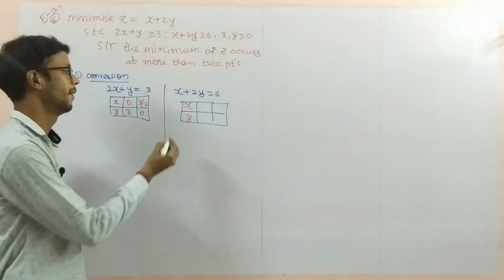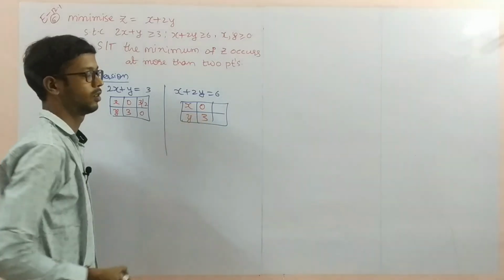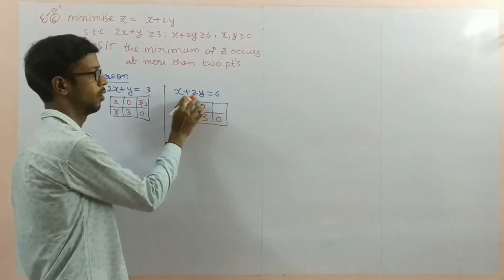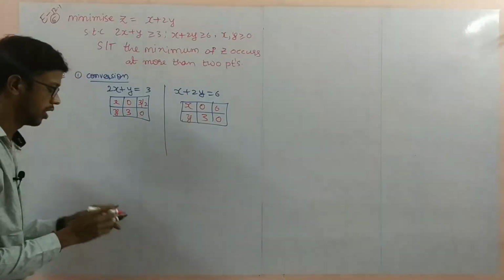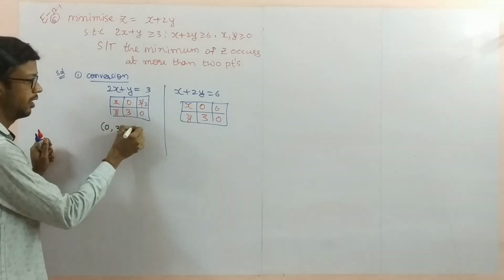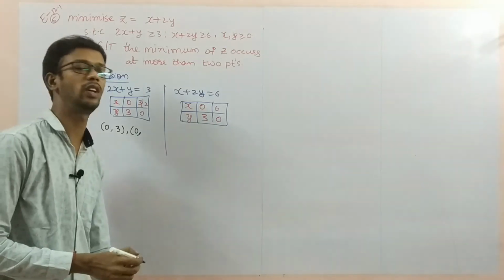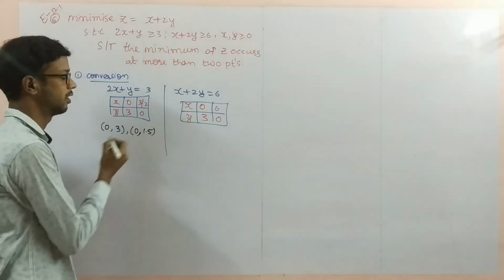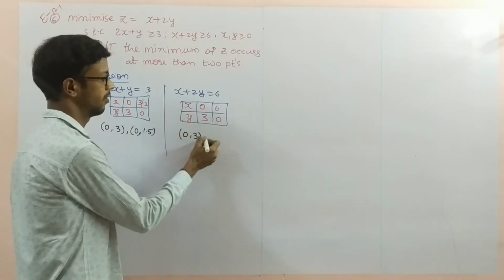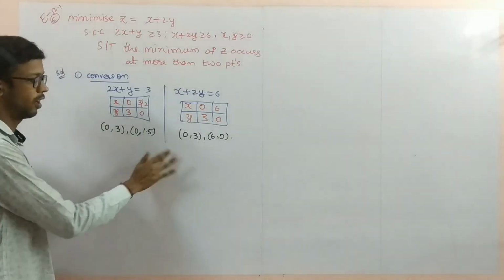Next, for the second equation: x is 0, so 2y equals 6, y equals 3. With y equal to 0, x equals 6. So the points are (0, 3) as one point, and (0, 3/2), which is nothing but 1.5 as well. Then (0, 3) is one point and (6, 0) is another point.